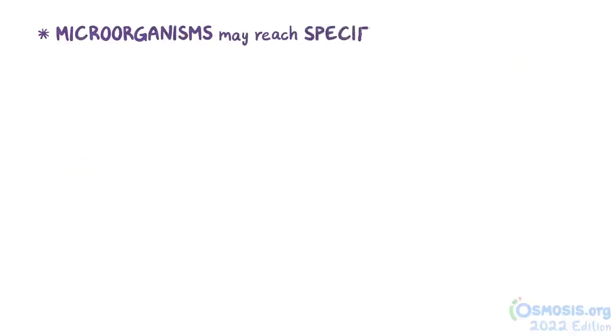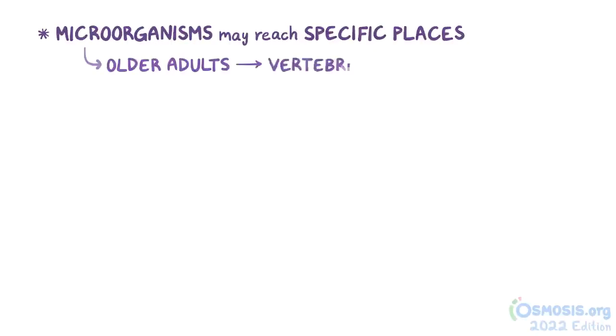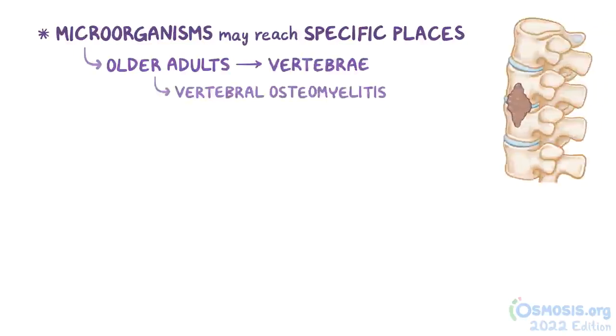Through the bloodstream, the microorganisms may reach specific places in the body, and this mostly depends on the age of the person. In older adults, for example, the microorganisms may reach the vertebrae and cause vertebral osteomyelitis. This usually affects two adjacent vertebrae and the intervertebral disc between them. In children, the metaphysis of long bones like the femur is commonly affected.